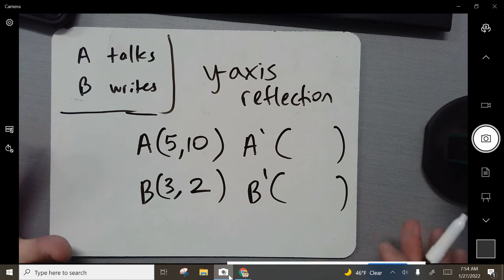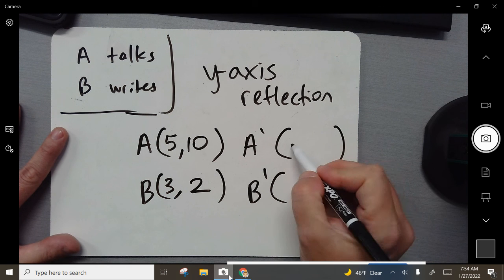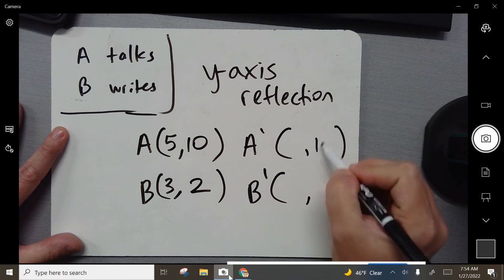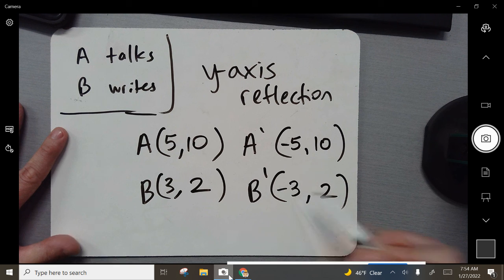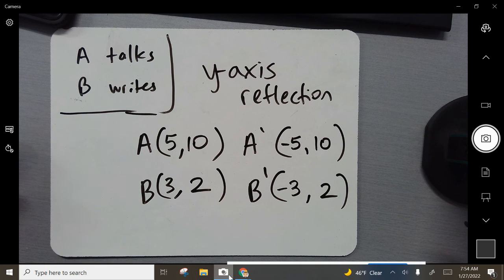All right, if you're able to handle it, remember the rule. It's going to be the y stays the same. The x changes. Okay? Always the x changing.